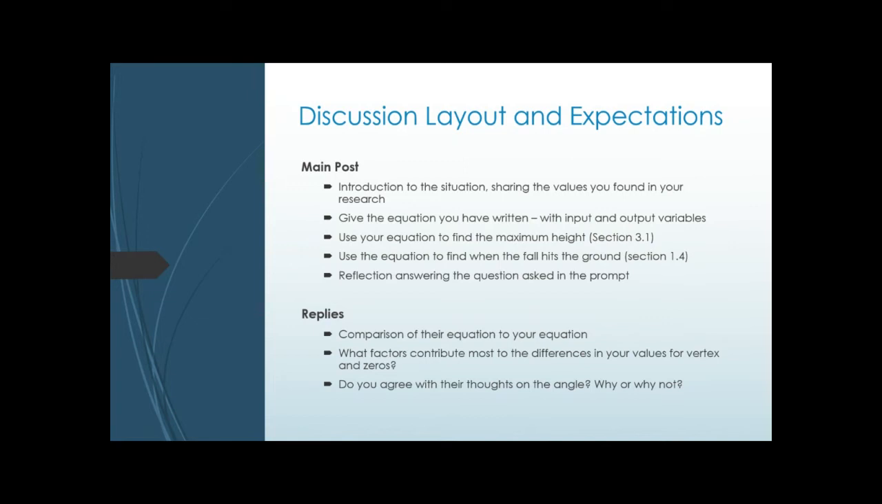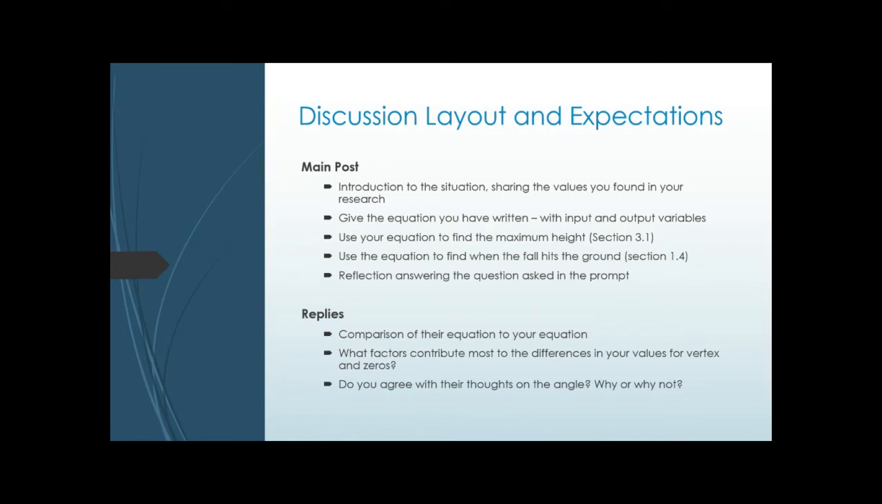Then you're going to use your equation to find the maximum height. So that's coming from 3.1. Use the equation to find when it hits the ground, which comes from 1.4, and then you have a reflection at the end after you've looked at your results. And then when you're applying to people, you can compare your equation to their equation because you're probably going to pick different players. You're going to have different heights, so you're not going to have the same exact work.